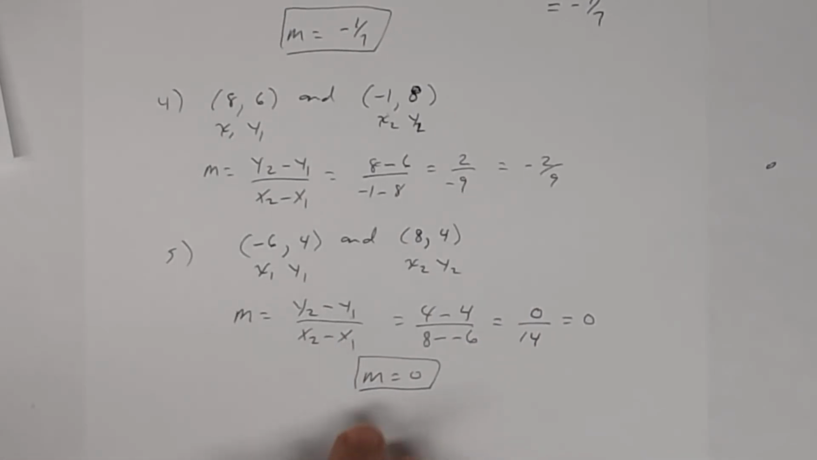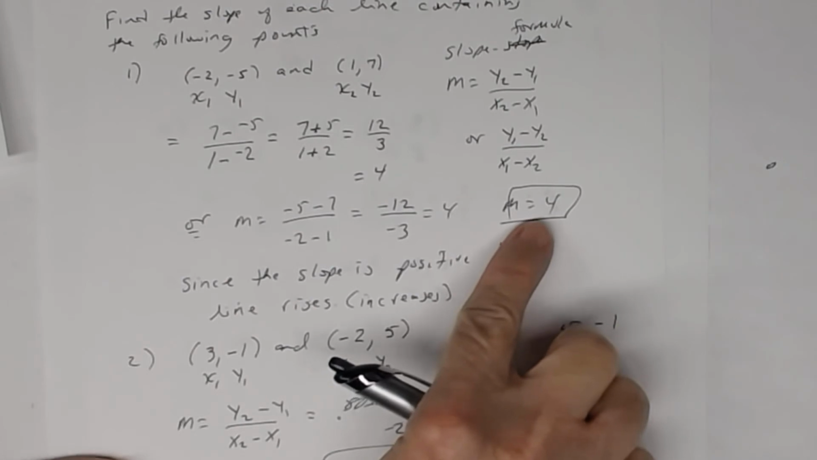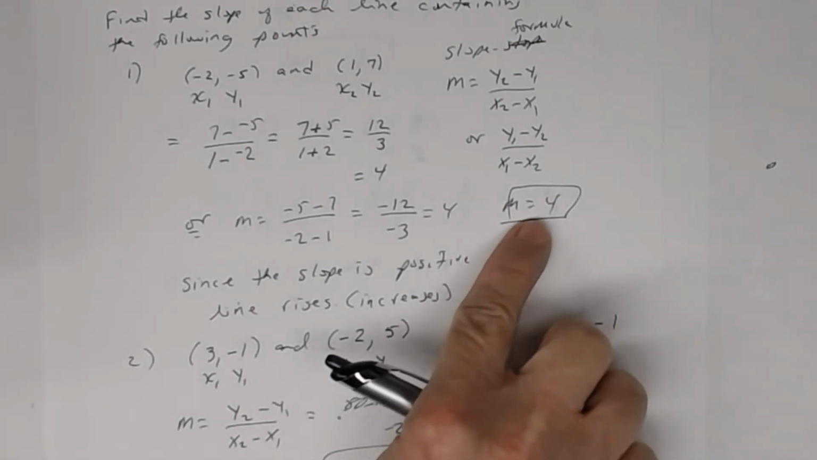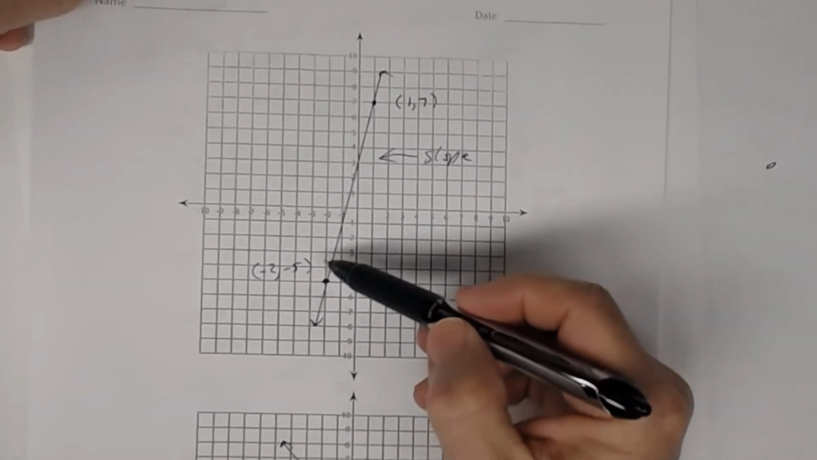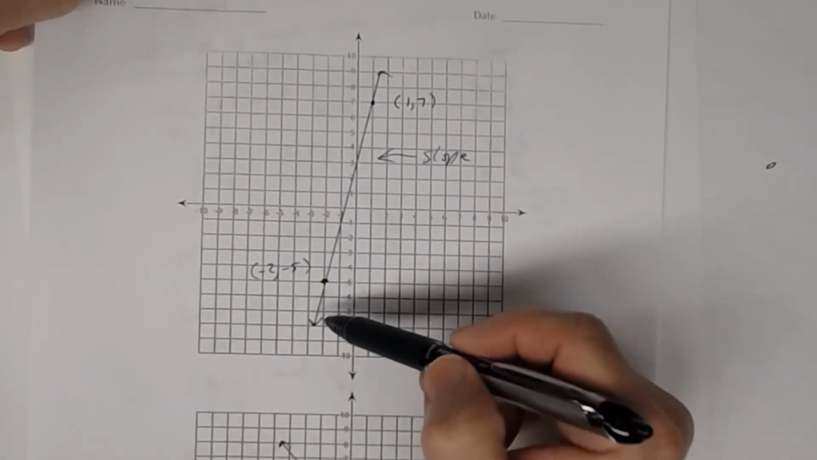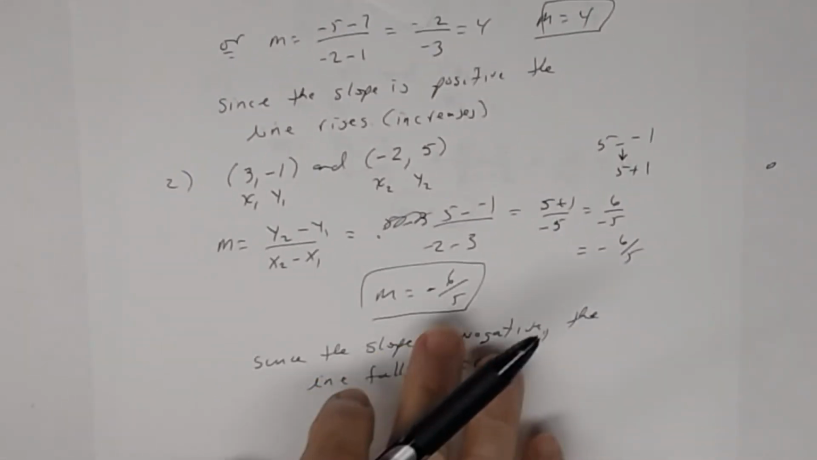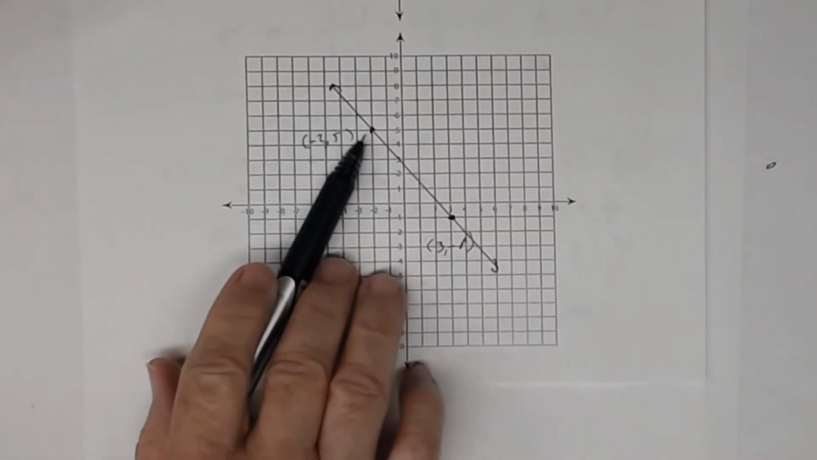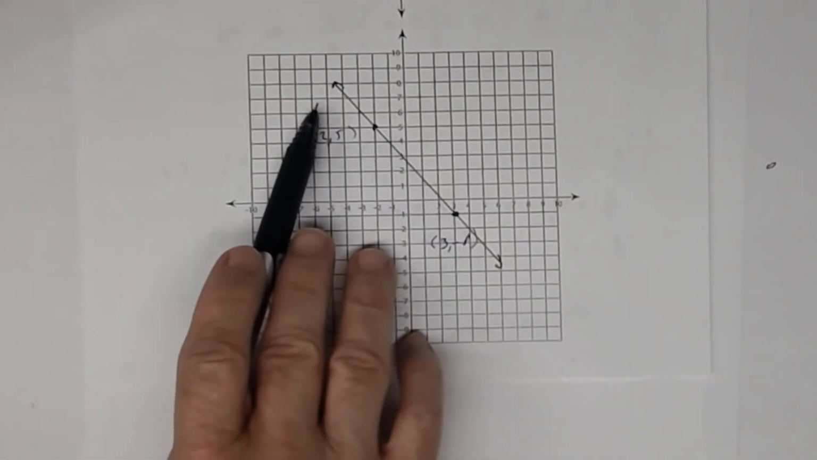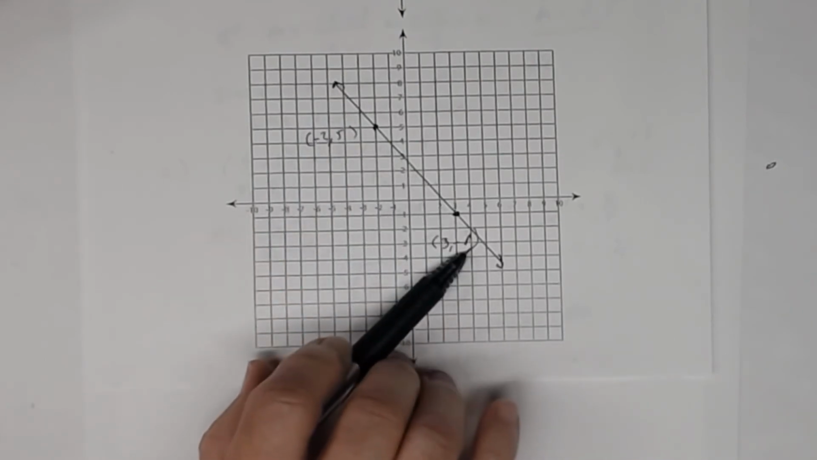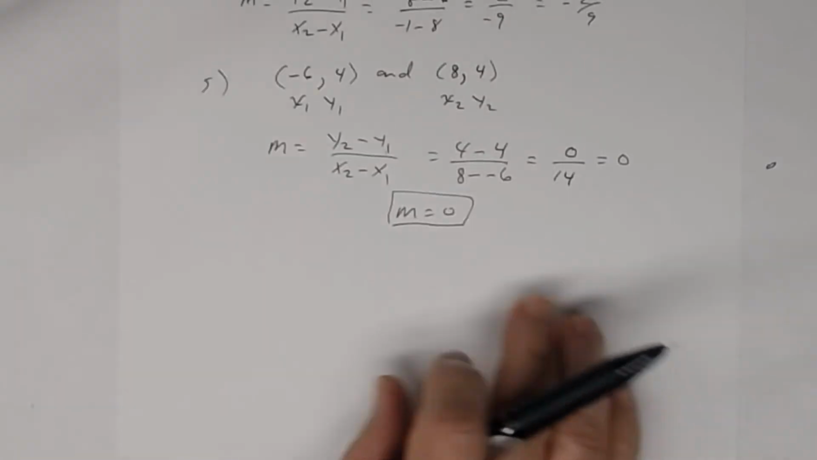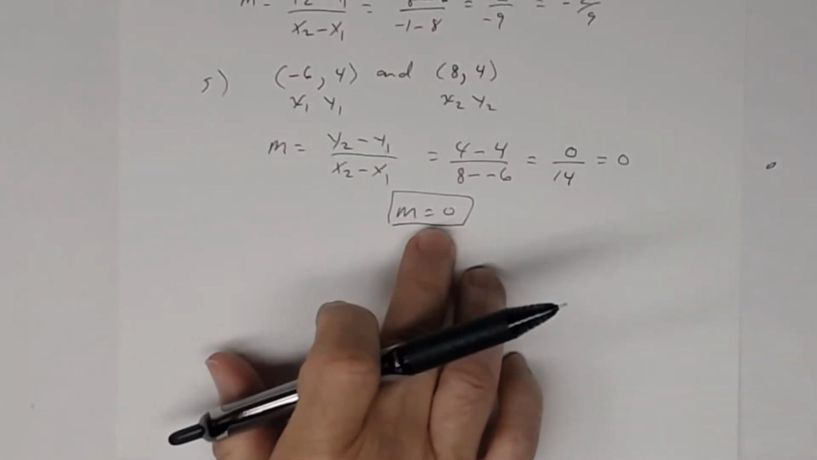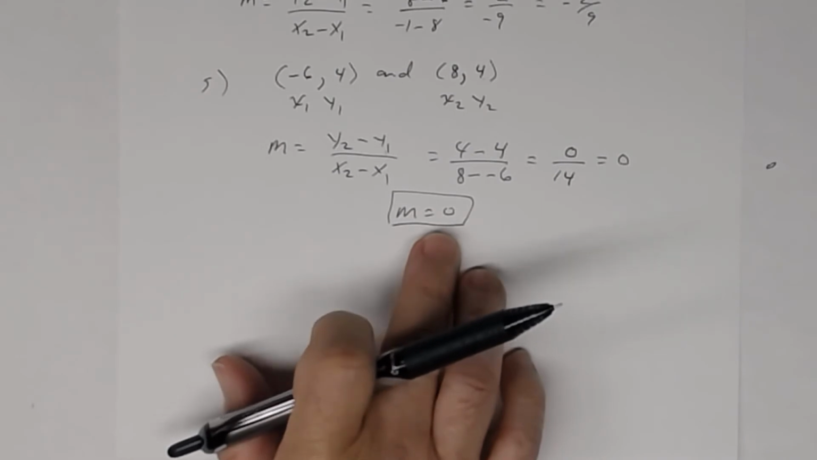So this line has slope 0. What does that mean for it to have slope 0? Here the slope is 4, right? And when we saw that the slope was positive, we saw that the line rose. As you go from left to right, the line rises. Over here, we saw the slope is negative, which is this line here, and the line fell. As you go from left to right, your line is falling. Your line decreases. But in this problem, number 5, that's not a positive number, and that's not a negative number. That is 0.